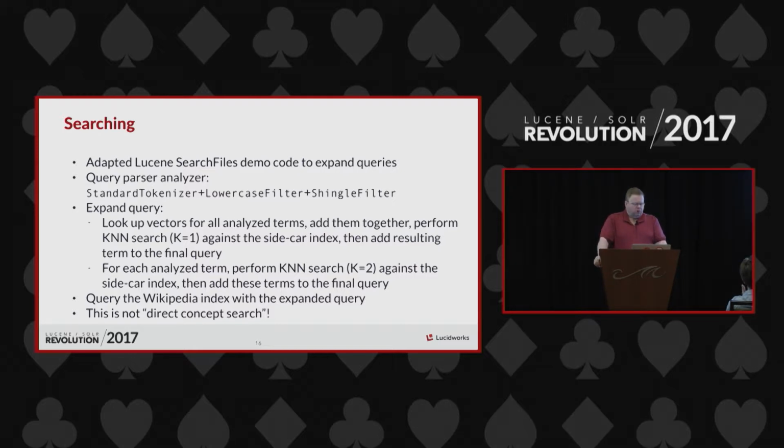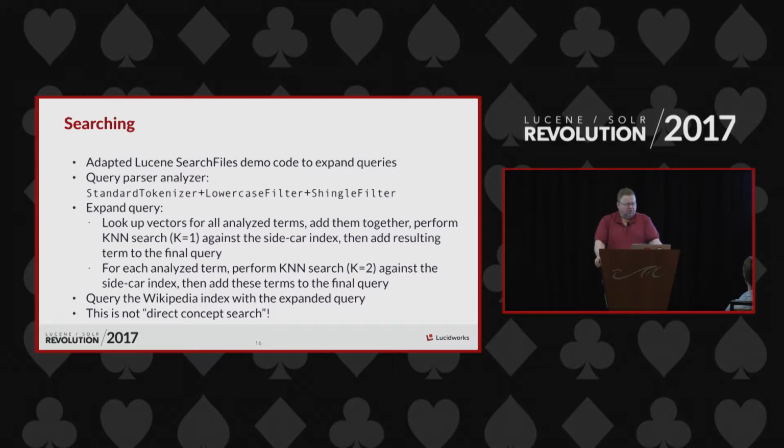I also did a k-nearest neighbor search with k equal to 2 for each of the analyzed terms individually, and then added those terms to the final query. And then I queried the Wikipedia index with the expanded query.